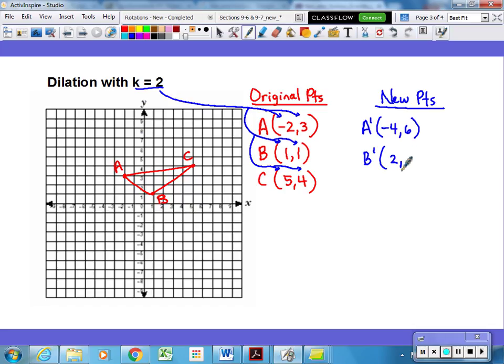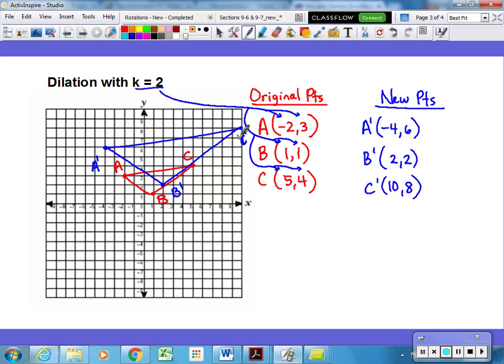B prime will turn into 2, 2. C prime will turn into 10, 8. If I plot those points accurately, -4, 6, 2, 2, and 10, 8 for my A prime, B prime, and C prime values, you should see that we get an object that first of all looks bigger, but has the same shape. If you look at the original ABC and compare it to A prime, B prime, C prime, it does look the same. We're just looking at a larger version.